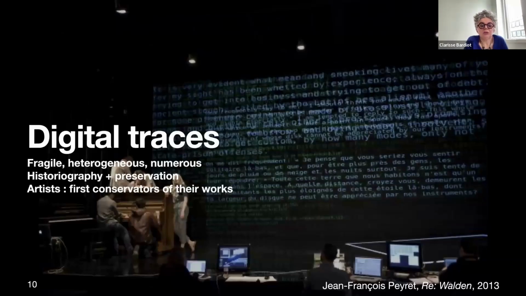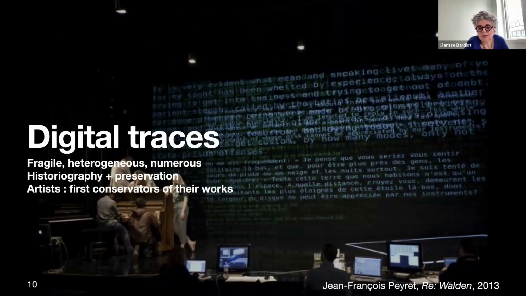So how to write the history and analyze the works of an ephemeral art form from digital traces, which are fragile because of digital obsolescence, heterogeneous, we have text, images, videos, programs, and so on, and also numerous. Digital traces concern not only historiography, but also the preservation of the works. A creative cycle, for example, from the very first ideas to the premiere, has an average duration of 4 years, so the same length as a technological cycle.